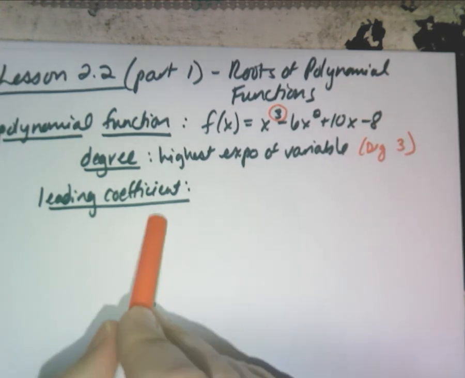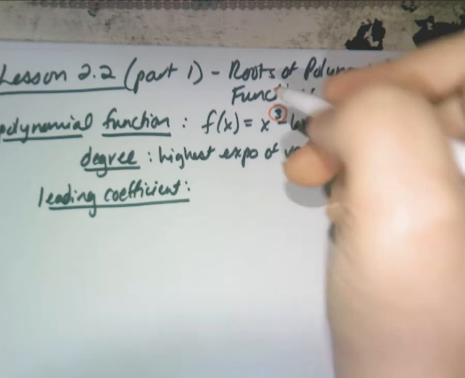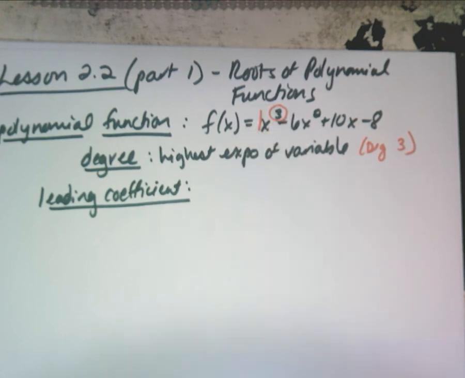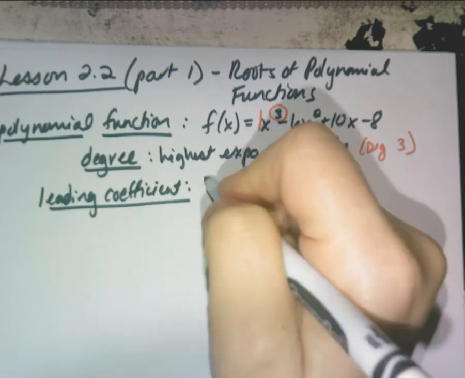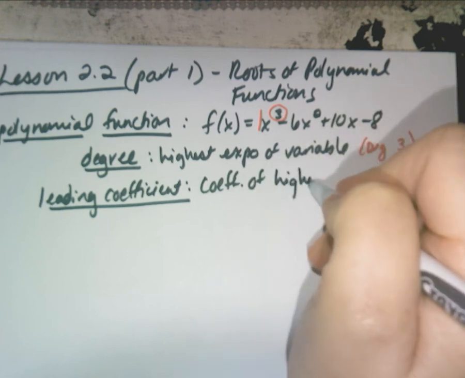The leading coefficient is the other thing you need to look at, because depending on if it's positive or negative tells us where our graph starts and where it ends. So what would be the leading coefficient then? What do you think it would be? 1. It's the coefficient of that highest degree. That would be your leading coefficient.